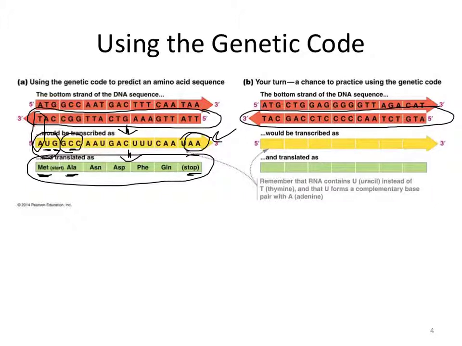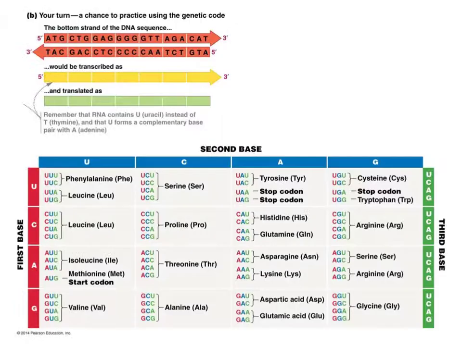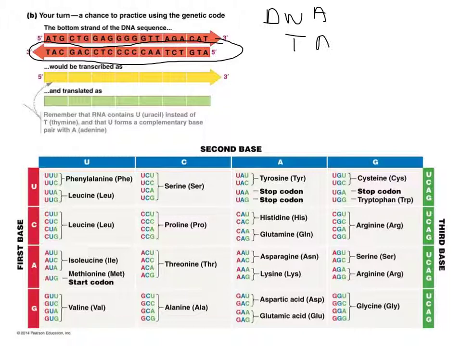Now I'd like you to take a stab at transcribing and translating this sequence of DNA as shown here. Let's think about how you would do that. Alright, so let's focus on the top left. So we're going to transcribe this sequence, and I'm not going to do the whole thing. I'm just going to do the first one or two codons. So here is our sequence of DNA. It is T, A, C.